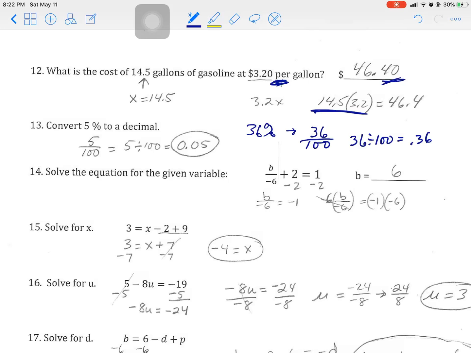So 5% as a decimal is 5 over 100. 5 divided by 100 is 0.05, right? 0.5 is 50%. Make sure you move it 2 places.